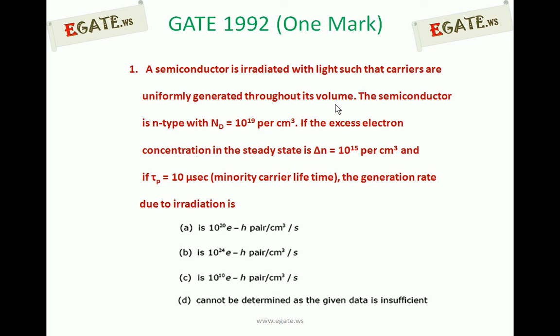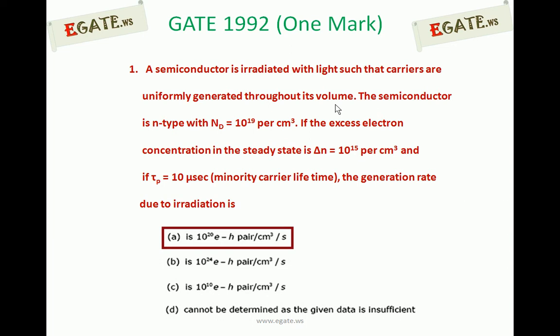The correct answer for this question is A, 10^20 electron hole pairs per cm³ per second. We will see the details now.